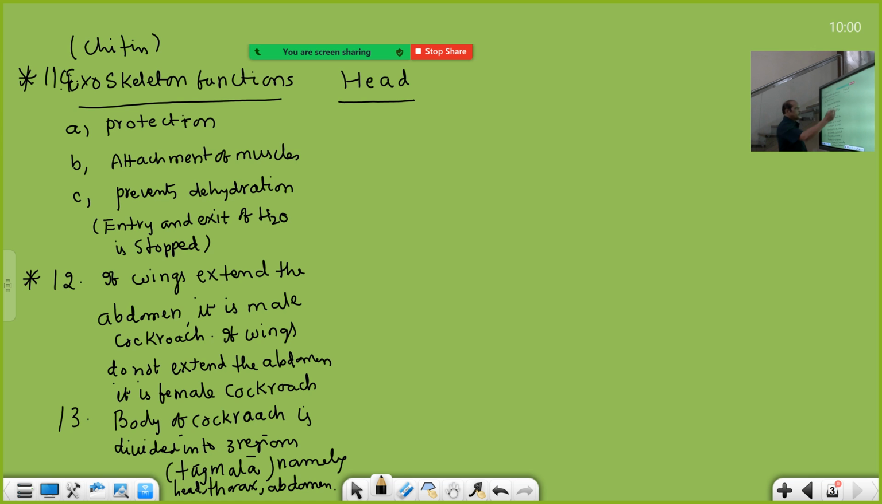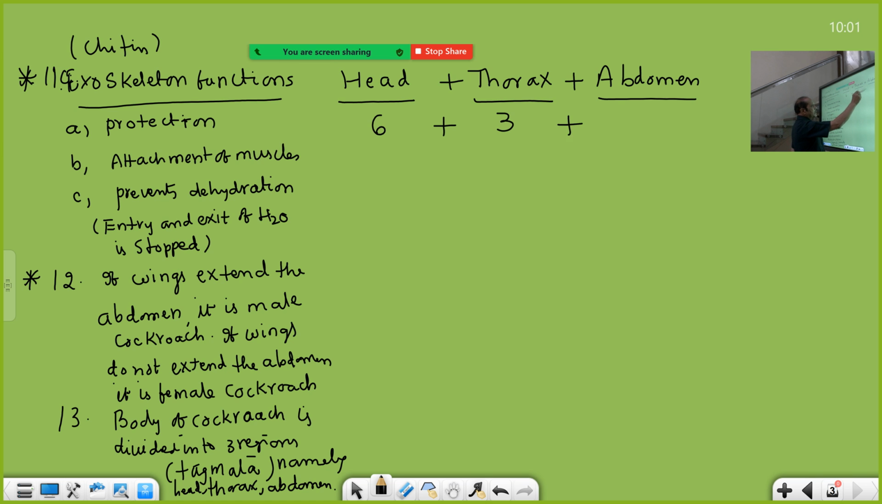So all these three segments, head plus thorax plus abdomen, are made up of how many segments? Totally 19 segments. Total segments in the cockroach body is 19. But visible segments are only how many? 13. 6 segments are invisible because 6 segments fused to form the head region, and 3 segments in the thoracic region and 10 segments in the abdomen region, that is equal to 19 segments.